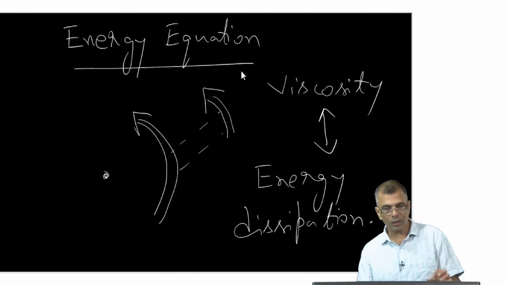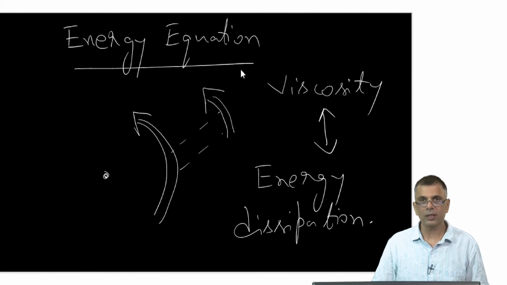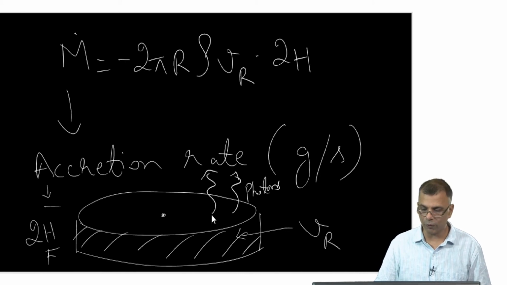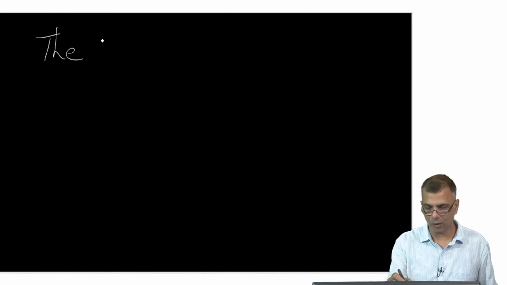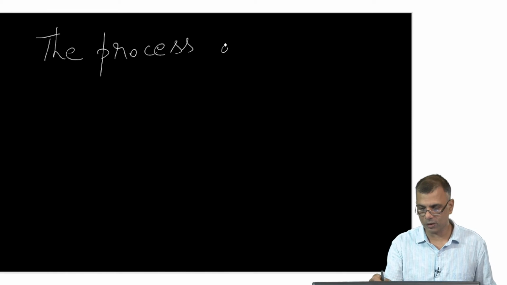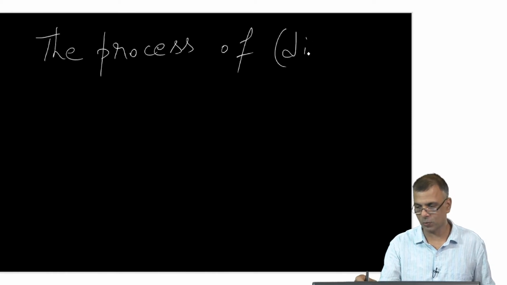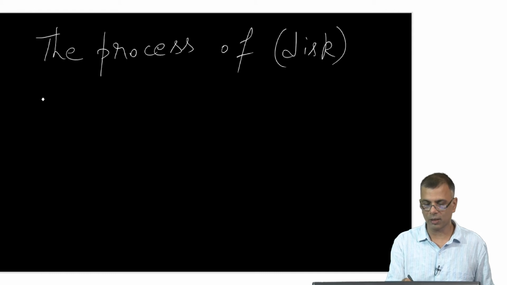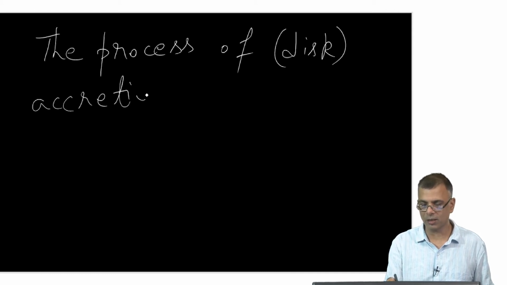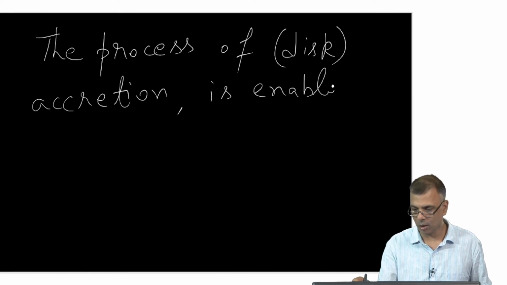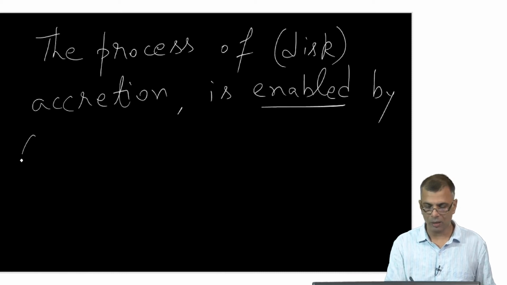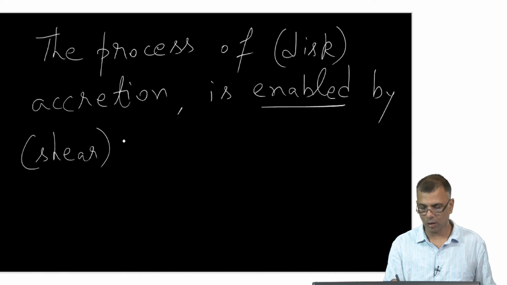Okay? So, because the only way we can observe the accretion disk is via the photons that are being emitted from the accretion disk, very, very indirect of course. So to speak, the process of accretion, in this case we are discussing disk accretion, is enabled by shear viscosity.